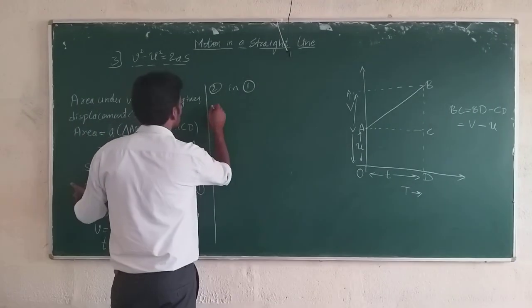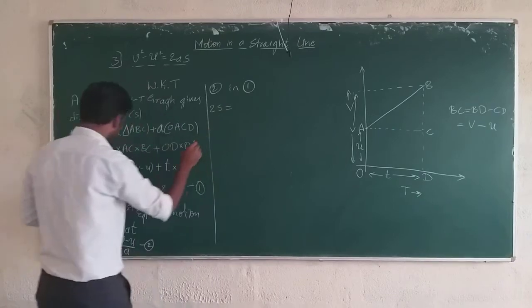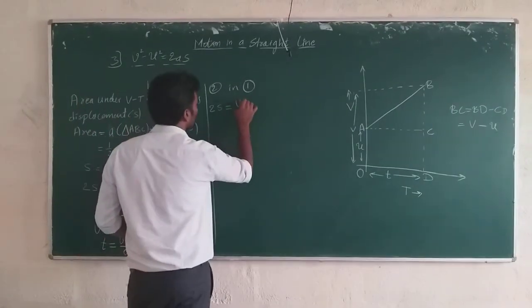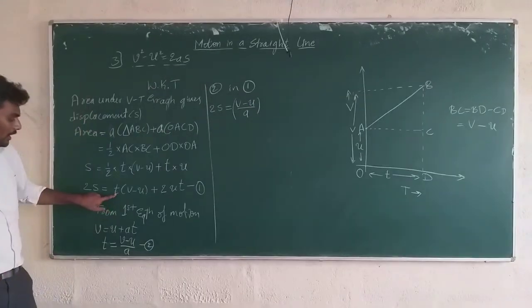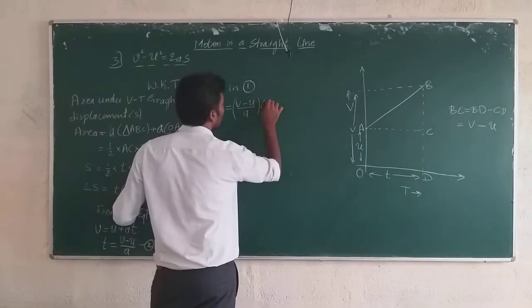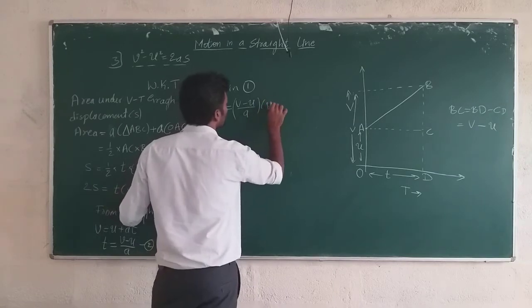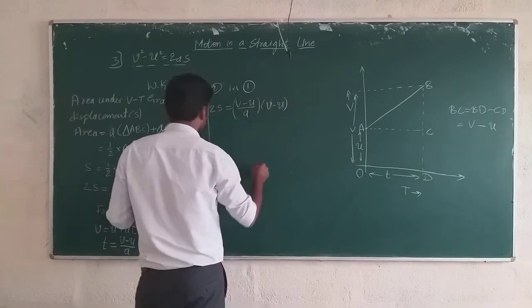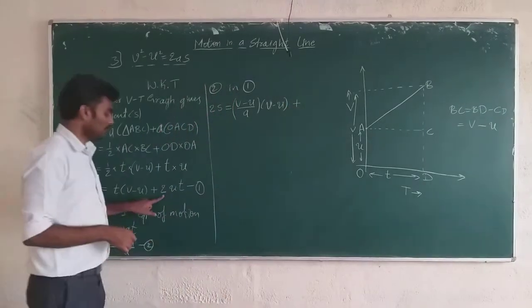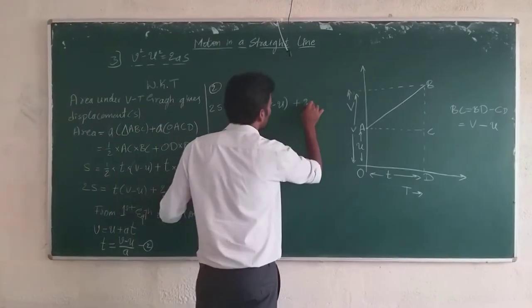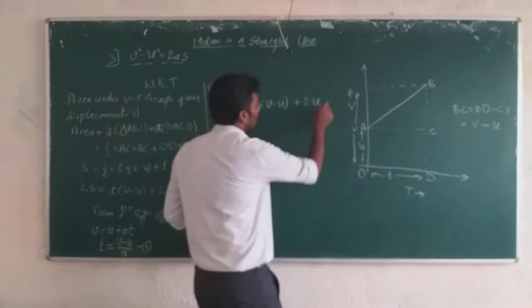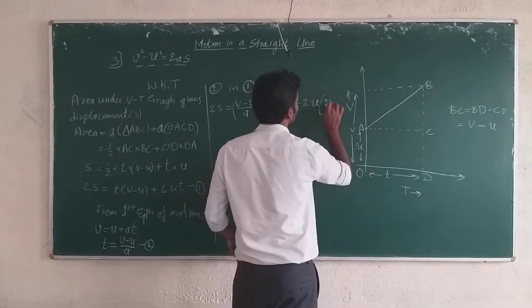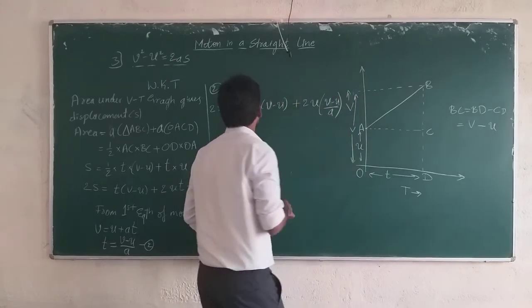So, no changes in the denominator. 2S is equal to T, so it is V minus U by A into V minus U again, right? V minus U, plus 2 times U, once again instead of T, V minus U by A.